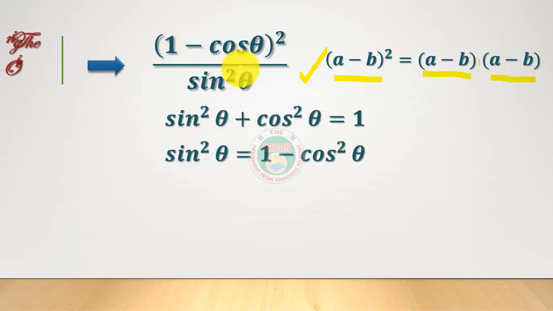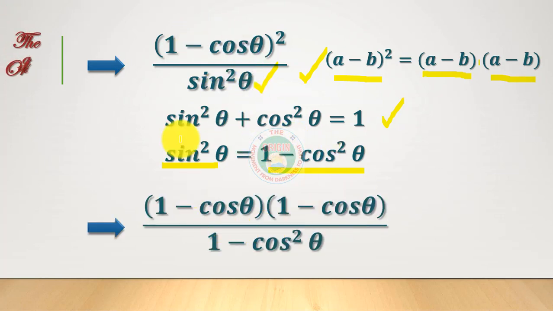Now, denominator sin square theta is there. What is sin square theta? Sin square theta plus cos square theta equal to 1. This is the formula. Already you know that. And from this formula, what is sin square theta? 1 minus cos square theta. Substitute 1 minus cos square theta in place of sin square theta.